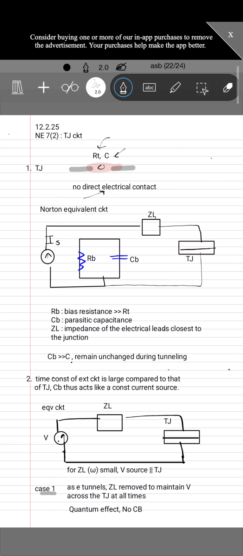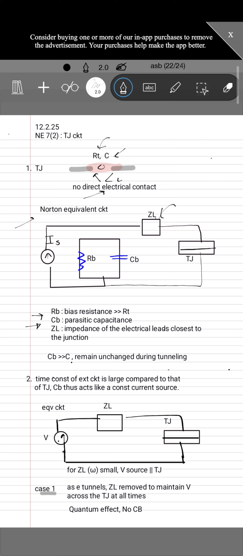Now this situation can be represented in terms of a Norton equivalent circuit, where we have a tunnel junction which is linked with a parallel combination of a bias resistance and a parasitic resistance, and there is a constant current source, and there is an impedance which is the impedance of the electrical leads closest to the junction. So this is where we are considering there is an impedance.